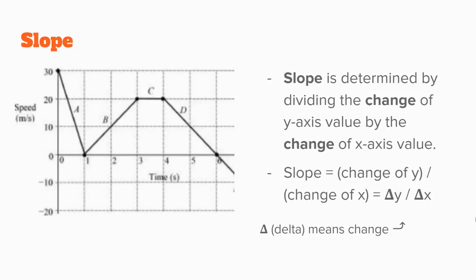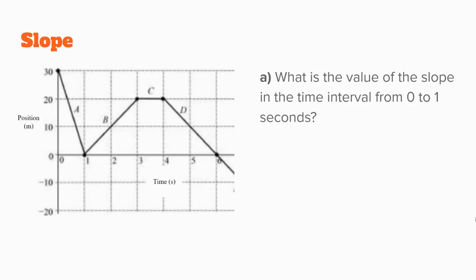So let's begin. Slope is determined by dividing the change of y-axis value by the change of x-axis value. And we can also say as delta y over delta x. The triangle symbol is called delta and it means change. And let's look at examples.